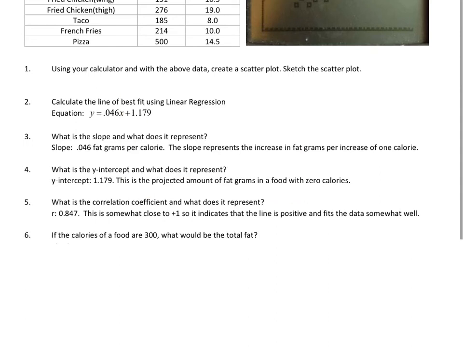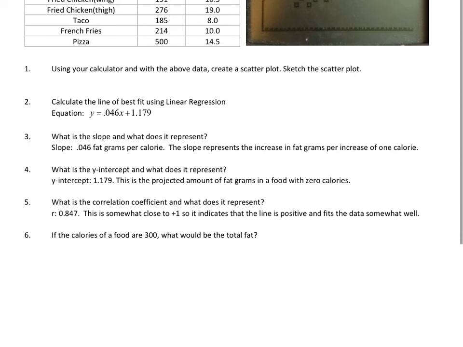So I might ask you something now, like, if the calories of a food are 300, what would be the total fat? And you can now use the knowledge that you have to estimate how much fat a 300-calorie food would have. Suppose you went to, I don't know, Burger King, and on the menu it said what the calories were, but you're not counting calories, you're counting fat grams. Well, now you can kind of get a good idea.